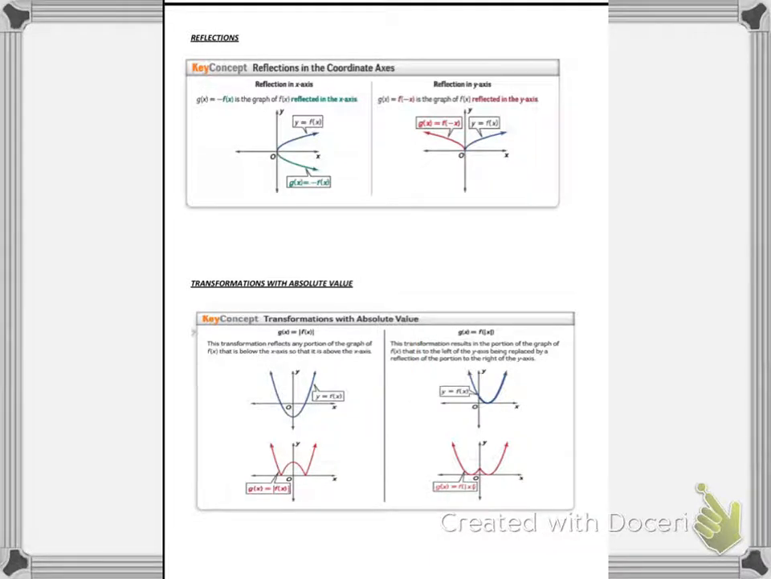And I guess I missed something. I missed the reflections. So we have reflections. When you reflect over the x-axis, if you notice, that's outside of the equation. So you have your equation here, and when you reflect over the x-axis, you have your negative on the outside of the equation. When you reflect over the y-axis, notice that your negative is actually inside the equation.